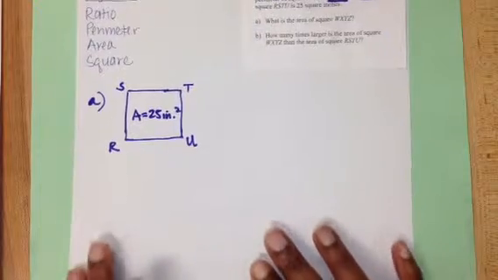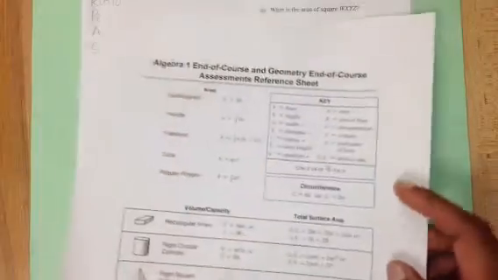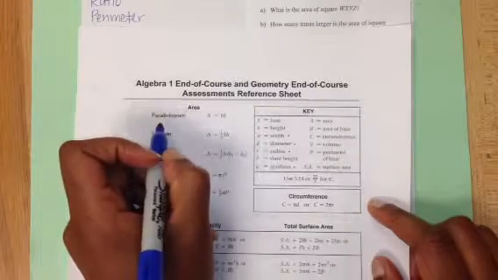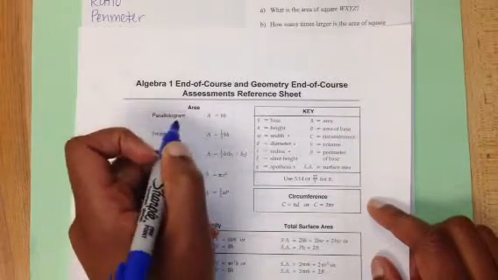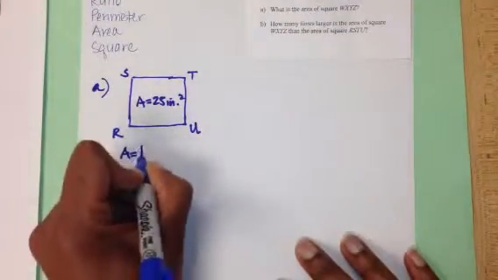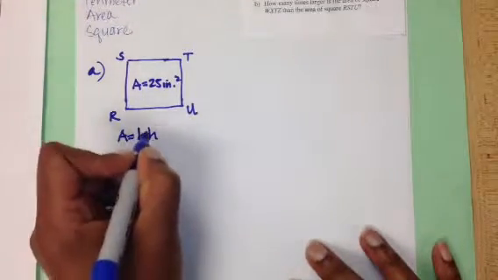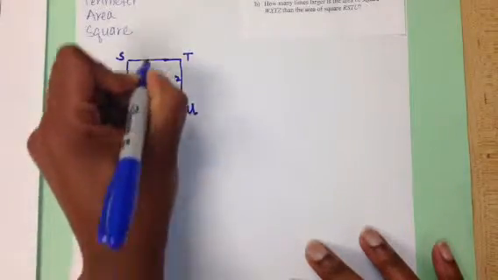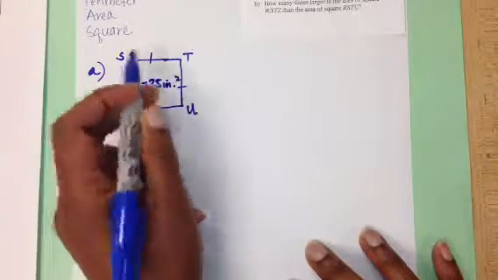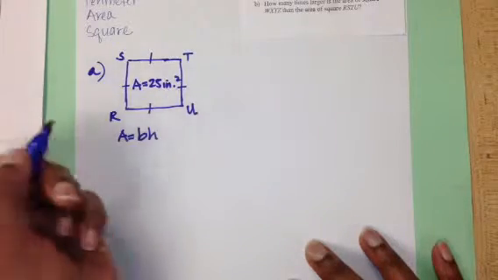Let's go back to the area of a square. We can find that on our reference sheet. As stated before, it's under a parallelogram. Remember, a square has 2 pairs of parallel sides, so it is a parallelogram, and we can use the formula A equals BH. In this problem, we do not have the sides. We only have the area. In a square, all sides are congruent, so whatever the base is or whatever the height is, it has to be the same measurement.